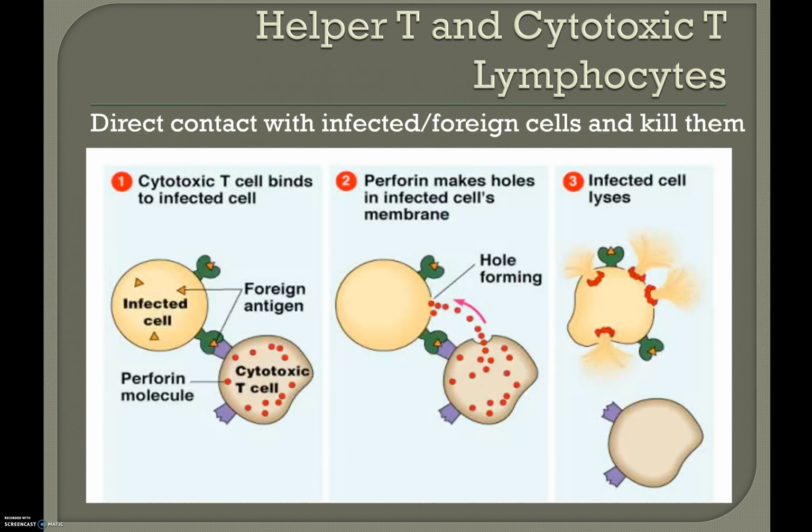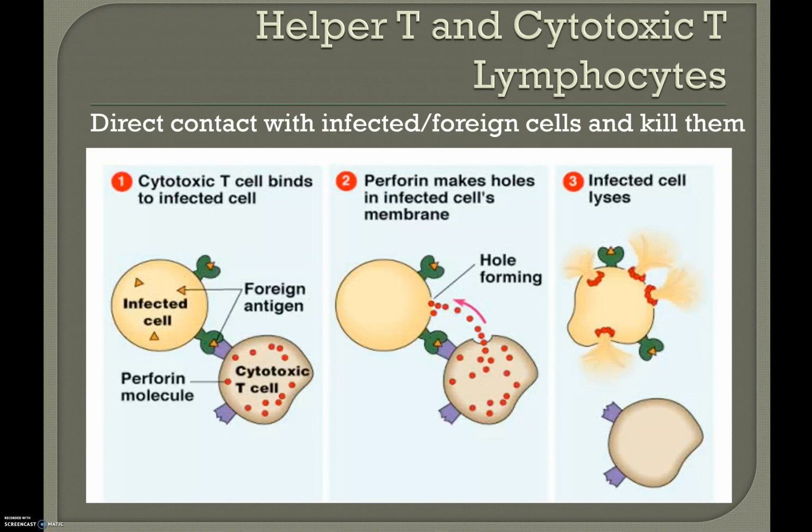All right. Moving on to cytotoxic T lymphocytes. This diagram is not in your textbook. This is from a different textbook. Now here in the diagram, we see that there is an infected cell and there is a cytotoxic T cell. The cytotoxic T cell binds to the infected cell and it makes holes in the infected cell and injects some perforin molecules into the infected cell.